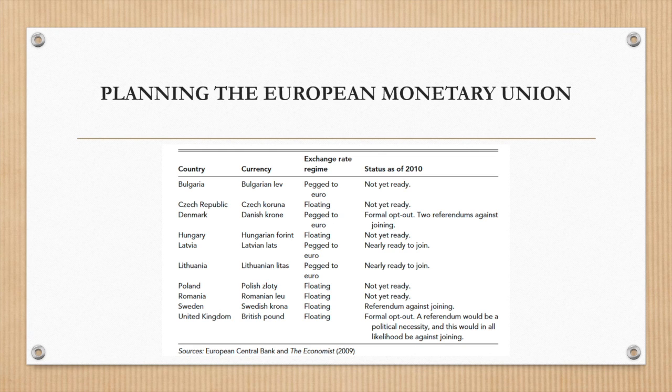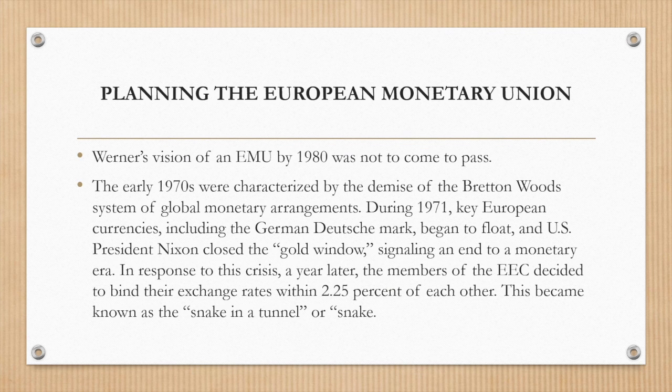So this is the list of countries included in the European Central Bank: Bulgaria, Czech Republic, Denmark, Hungary, Latvia, Lithuania, Poland, Romania, Sweden, United Kingdom, and China.